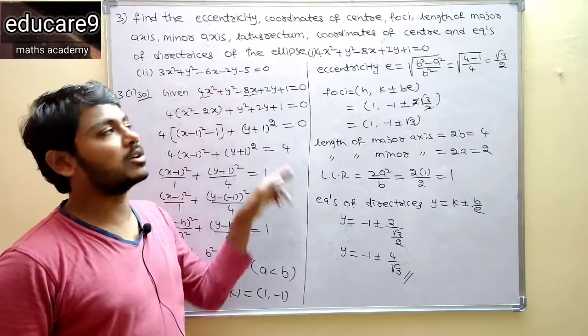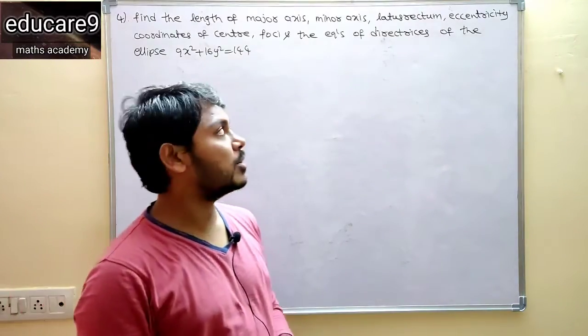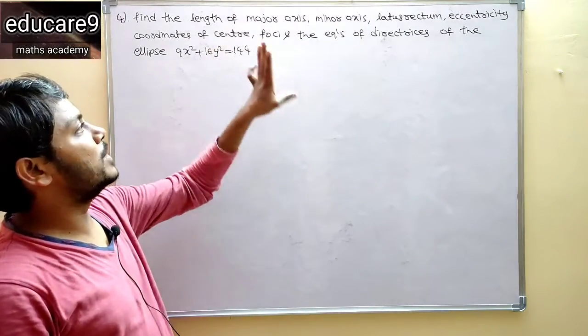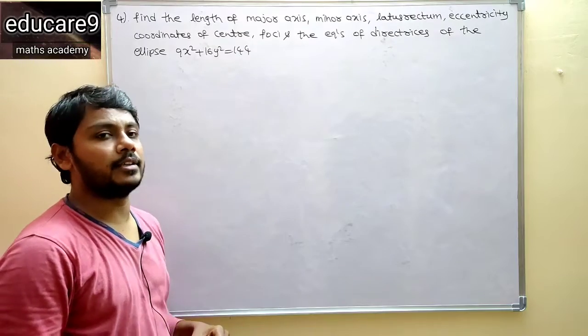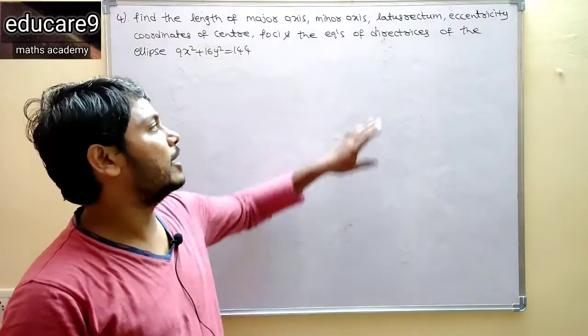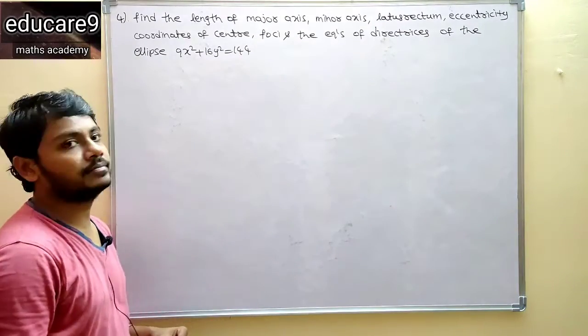So try to solve question number 2. This is similar to question number 1. So next, see question number 4. Here also find length of major axis, minor axis, latus rectum, eccentricity and center, foci, and also equations of directrix of the given ellipse.